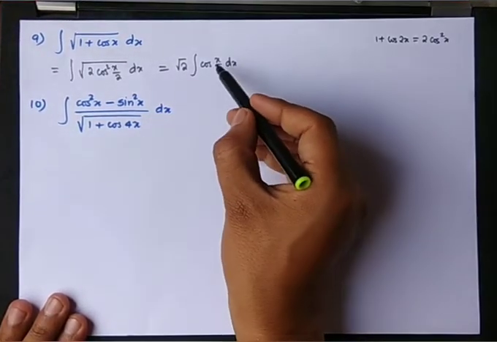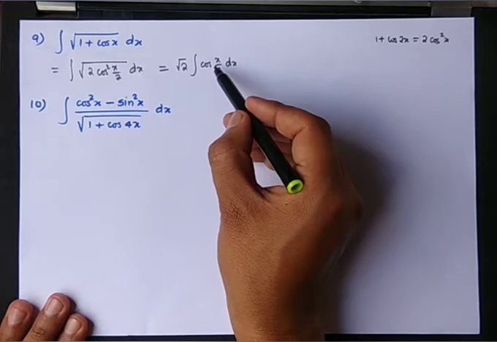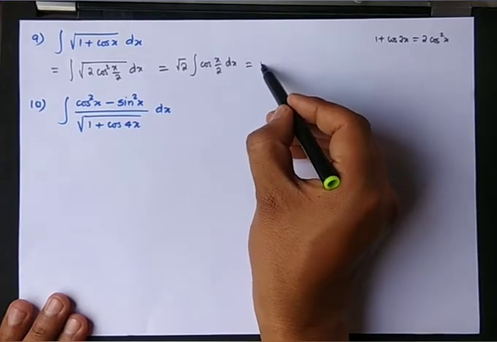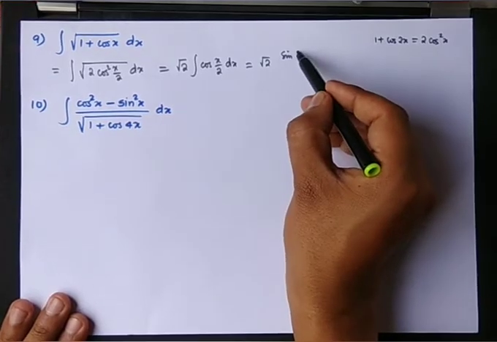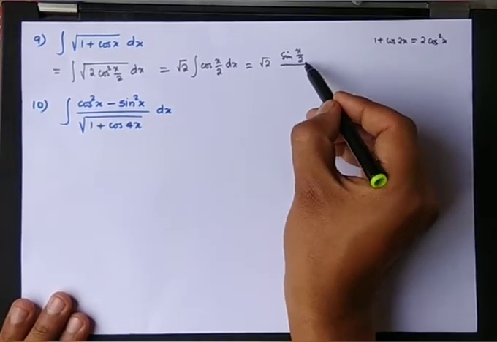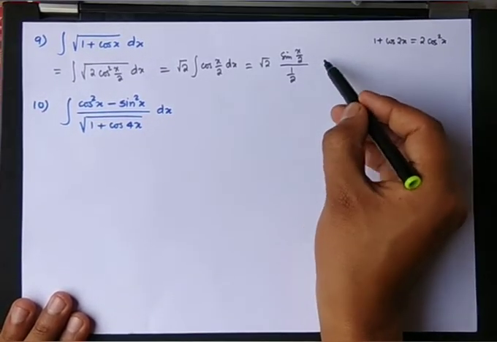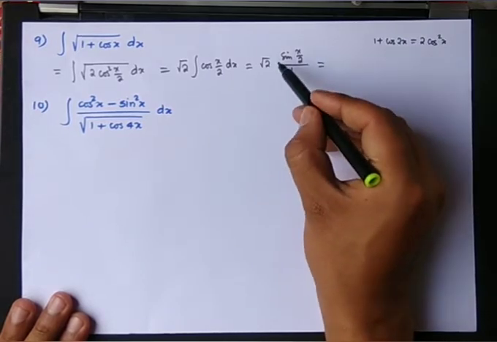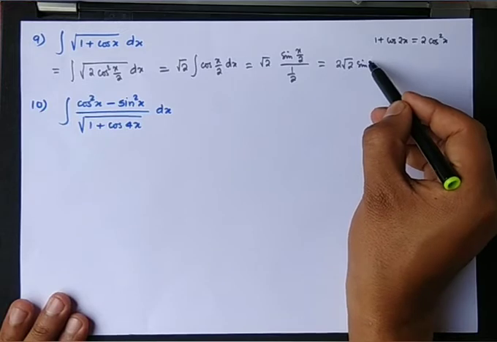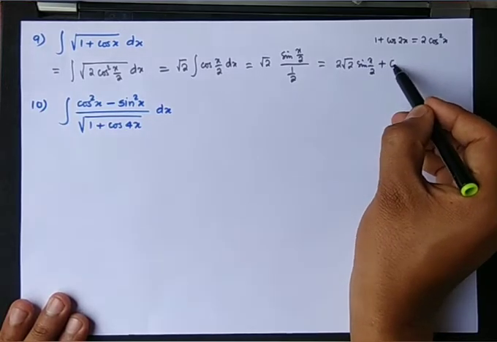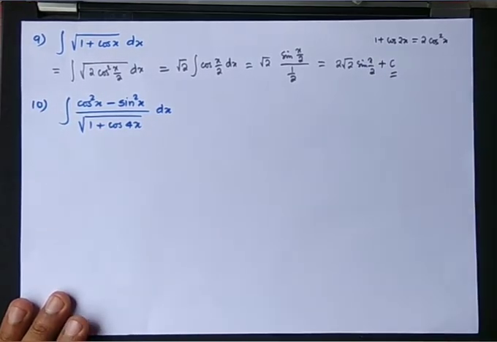And we know that the integral of cos mx is sine mx by m, so it will be root 2 sine x by 2 divided by m. M is half, so when it goes to the numerator, my answer will be 2 root 2 sine x by 2 with constant of integration. So pause the video to note down.